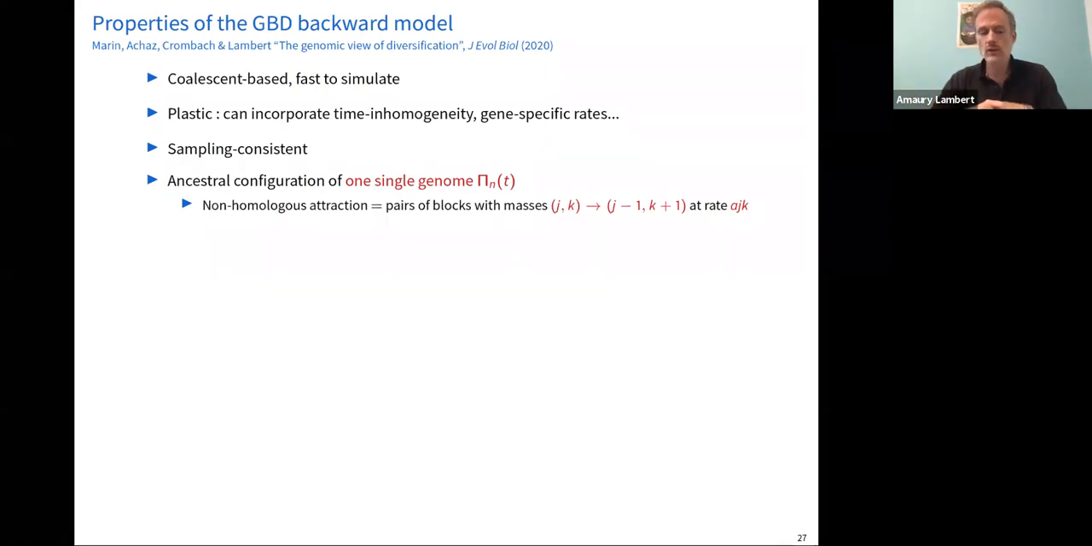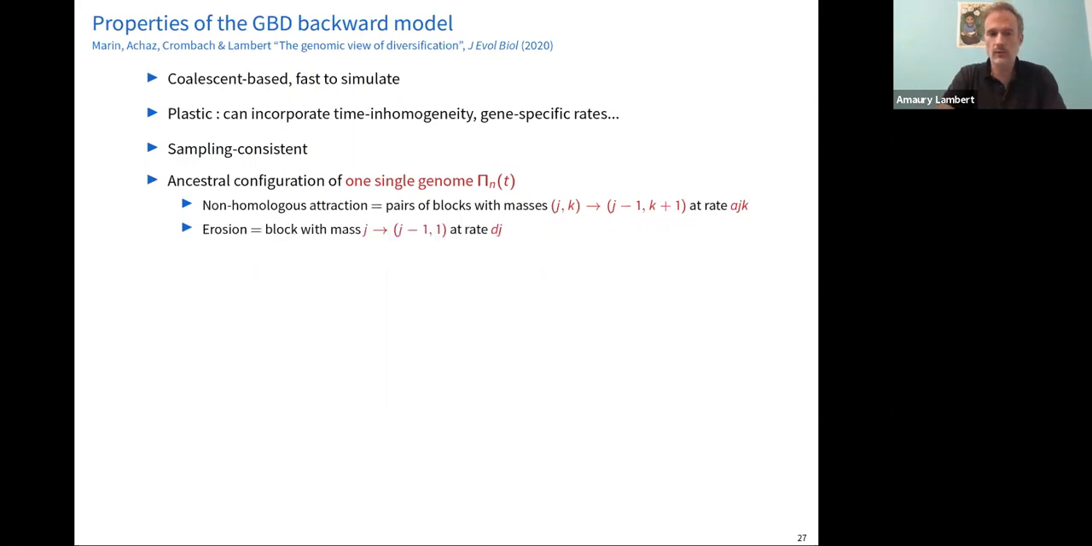K gene lineages respectively, at rate A times J times K, because of the attraction between co-adapted gene lineages, you will pass from 2 blocks with masses J and K to 1 block with mass J minus 1 and a block with mass K plus 1. Okay, because just the gene has traveled from one block to the other.